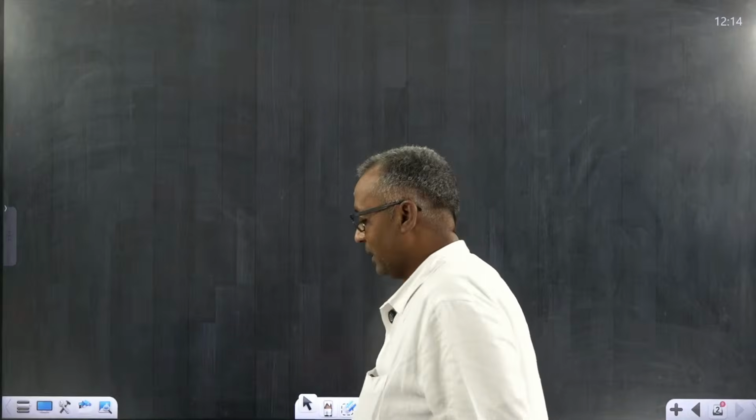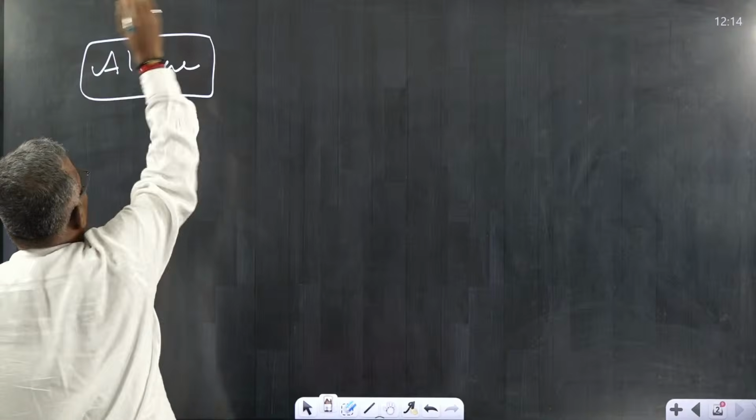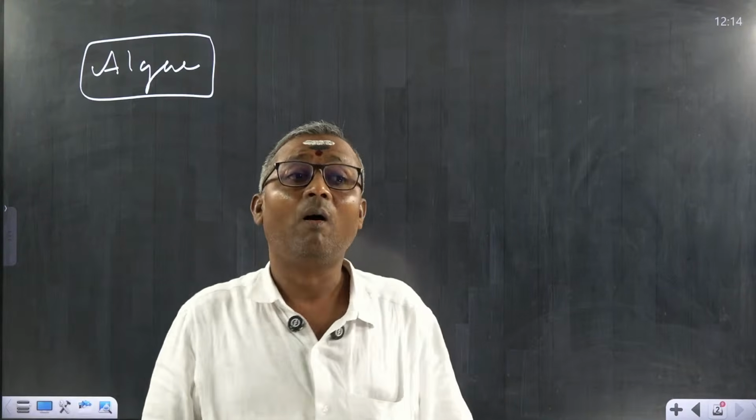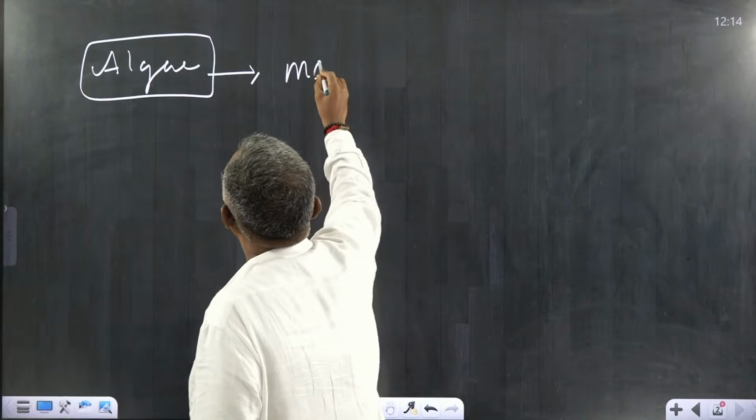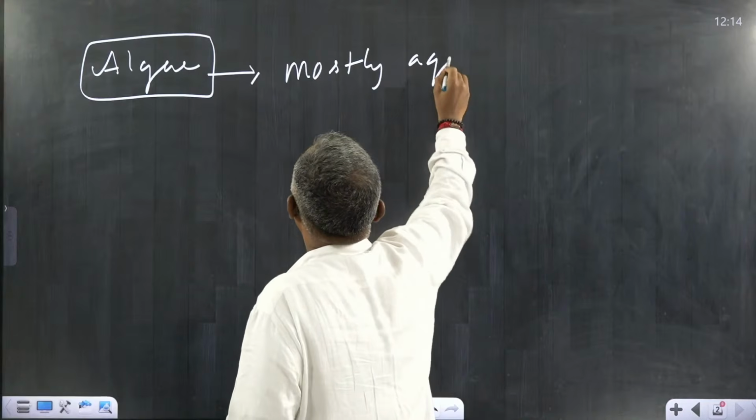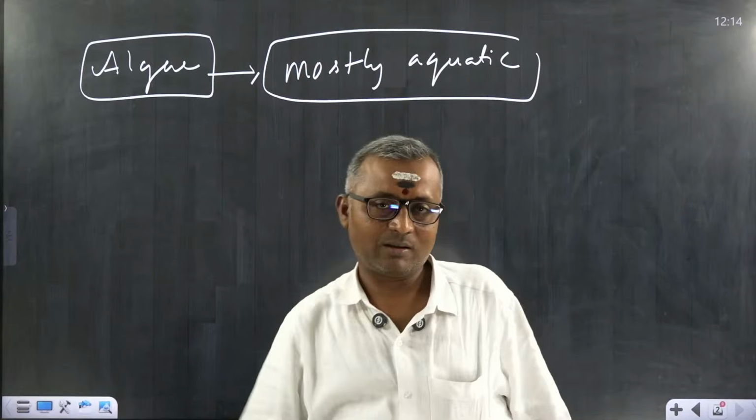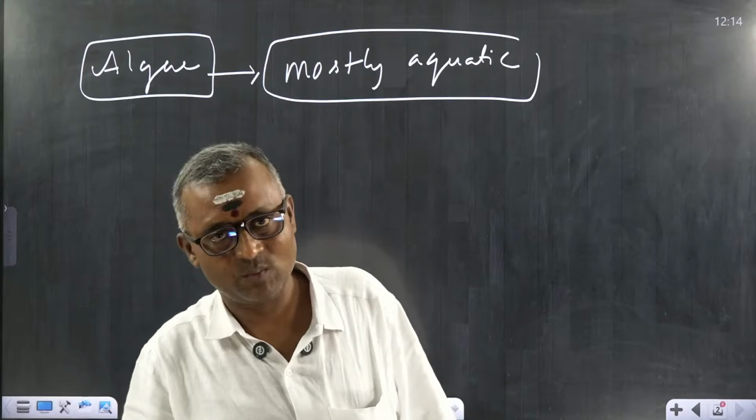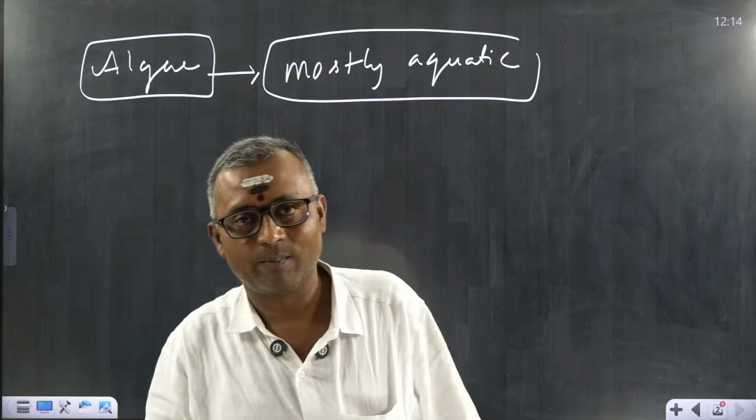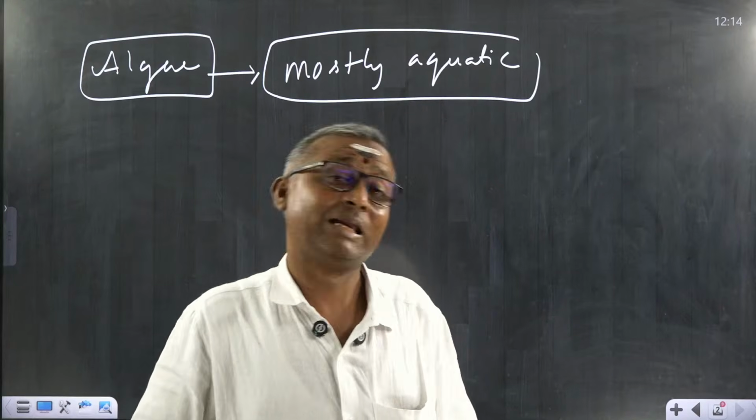Now let me give some details regarding algae as well as bryophytes. First, let me tell a few details regarding algae. I think you are aware about algae now. This algae is mostly aquatic. I am not saying that all algae are aquatic, mostly aquatic. Aquatic in the sense they live in water. In what kind of water? They may be fresh water or marine water. There are also some algae which grow in brackish water.